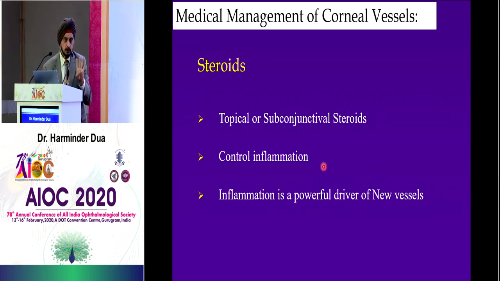So how do we treat vessels? There are two or three little principles. One is inflammation causes vessels, so treat the inflammation, the vessel will go away. Therefore, steroids are still the most important modality of treating vascularization, the immediate effect and a very good strong effect. And you can use them topically, subconjunctivally, some people even use them intrastromally.